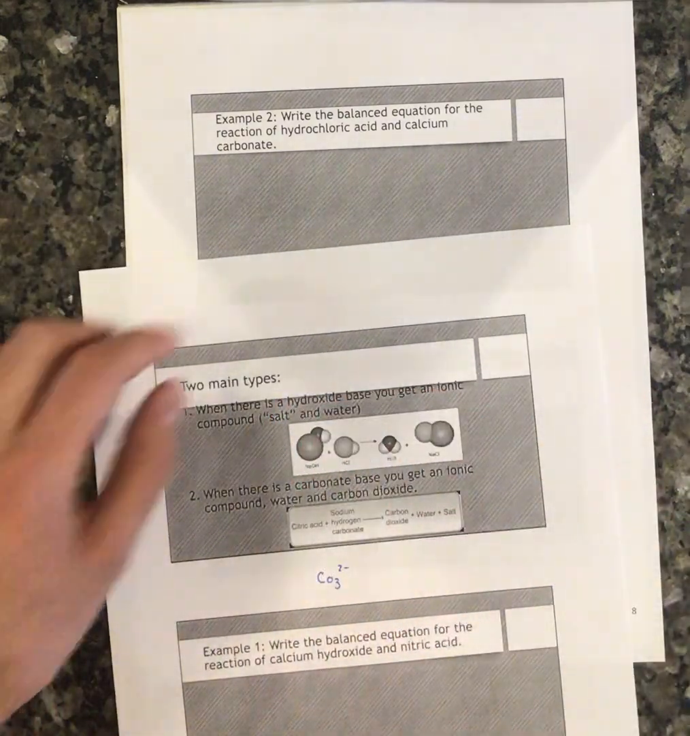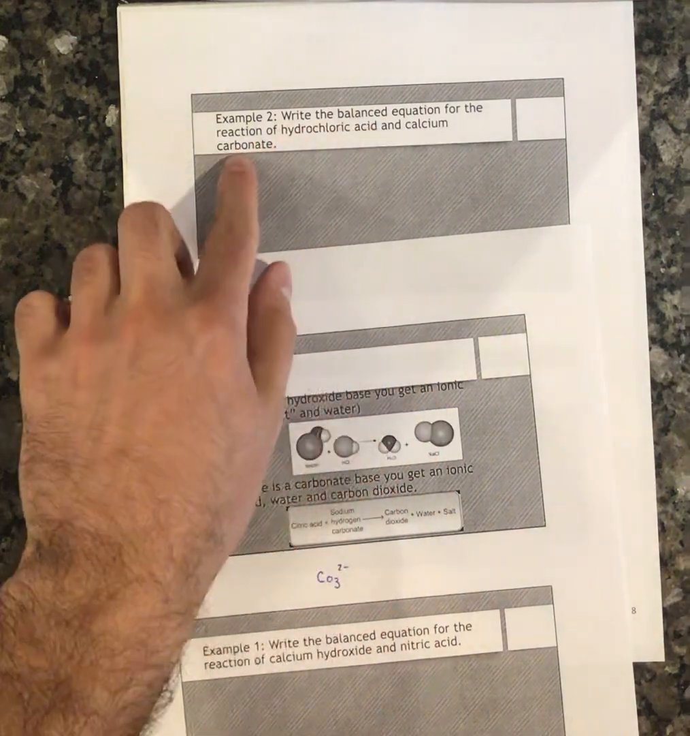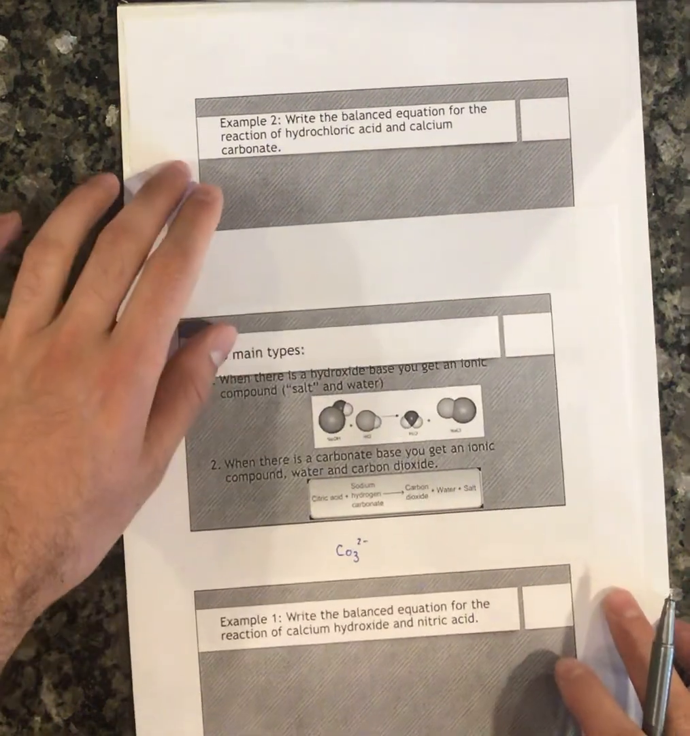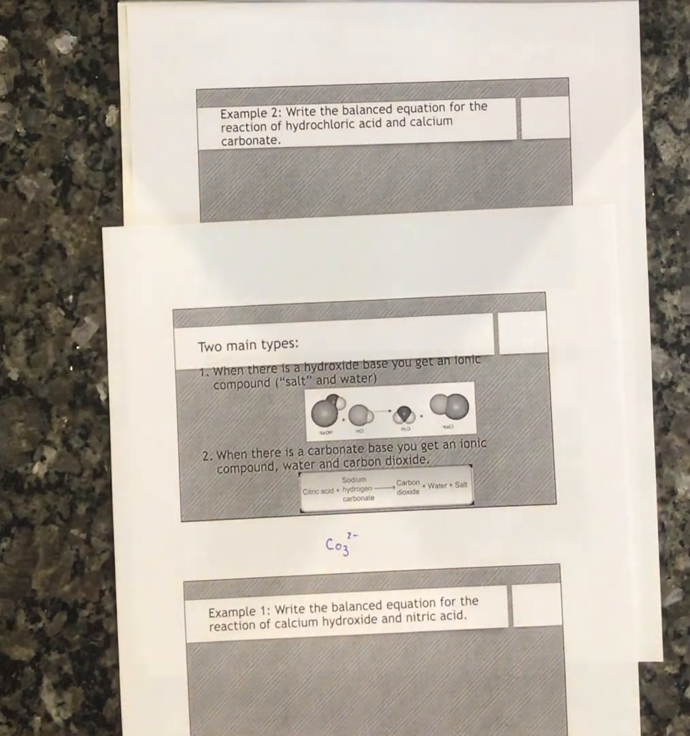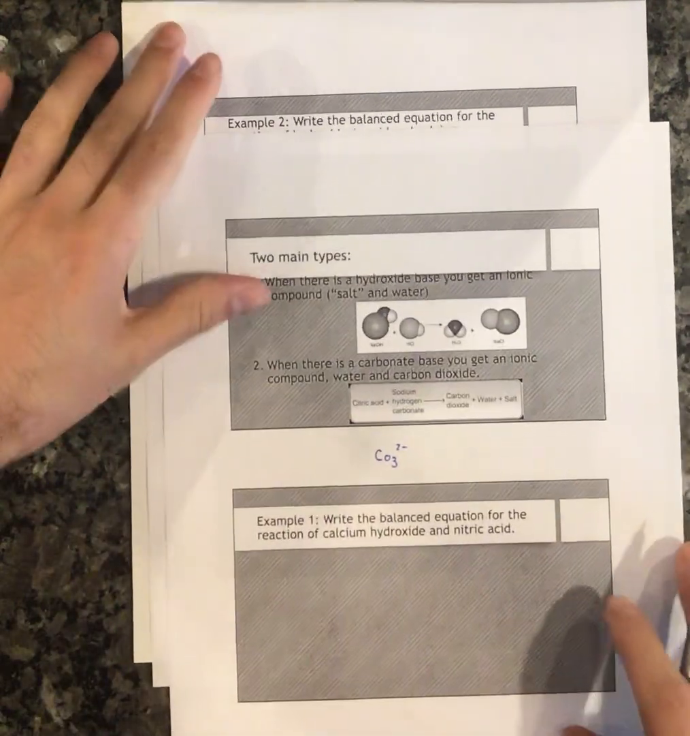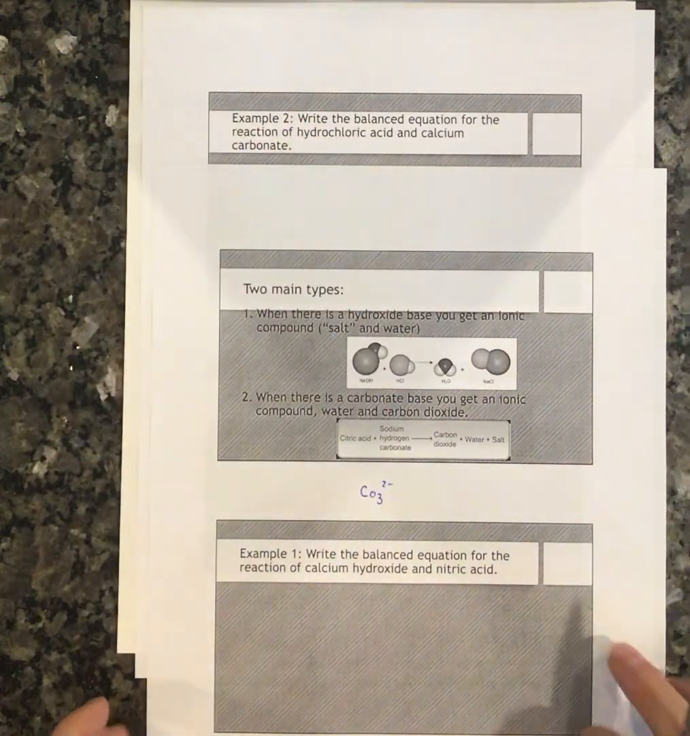It says, write the balanced equation for the reaction of hydrochloric acid and calcium carbonate. So we have our acid, we have a carbonate base. These two are mixing together and we're making something here. So what I want you guys to do, just like before, pause the video, try it out. If you get confused, that's fine. Just resume the video and then you can see the answer here. So take a second and see if you can try that second example there.